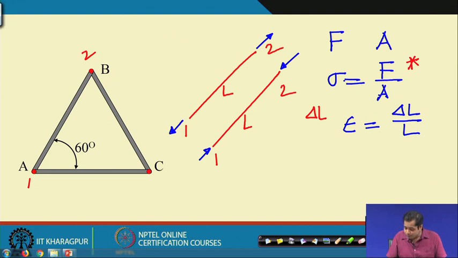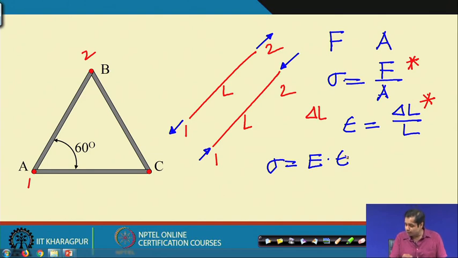Again, put a star mark here, because in subsequent courses you will see there are different measures of strain as well. But the definition of stress and the definition of strain that we are using here is this. Once we know stress and strain, the stress-strain relation is essentially the constitutive relation, and stress and strain are related through Young's modulus. So sigma is equal to Young's modulus E times strain epsilon.